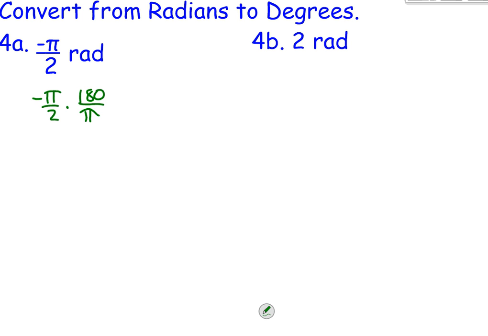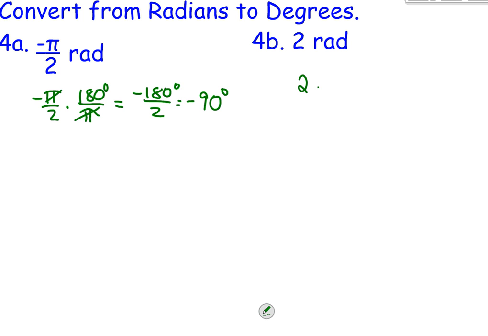Again, general rule of thumb, usually if it's in radians, it will have pi in it, not always. But if it does, then we can just cancel the pi's. So this is negative 180 over 2, so it's negative 90. That's negative 90 degrees, and I should have had the degree symbol on there as well. The pi's just cancel, and radians don't even have to be written there.